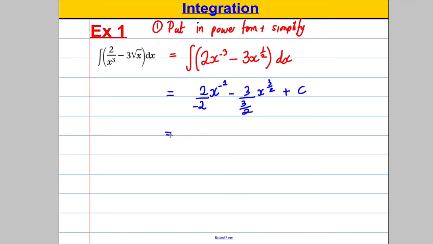Now we can tidy up. 2 divided by negative 2 is negative 1, so we're just going to write negative x to the negative 2. 3 divided by 3 over 2 is 2, so we're going to write subtract 2x to the 3 over 2 plus constant. The integral of 2 over x cubed subtract 3 root x with respect to x is equal to this answer here. Okay, and you could differentiate that to get the integrand and check you did it correct.